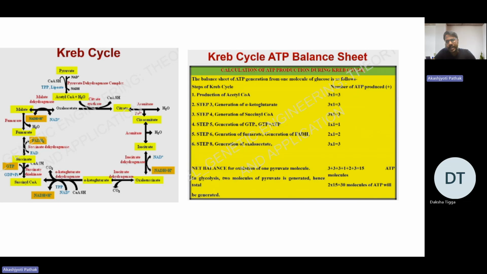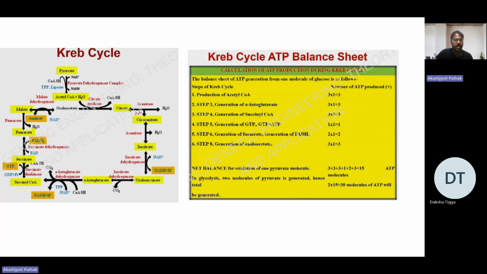Your pyruvate will get converted to acetyl-CoA, and your acetyl-CoA moves to the mitochondria. So all the steps of the Krebs cycle take place in your mitochondria, right? So in your mitochondria, what happens is this acetyl-CoA and oxaloacetate will combine and give you citrate.